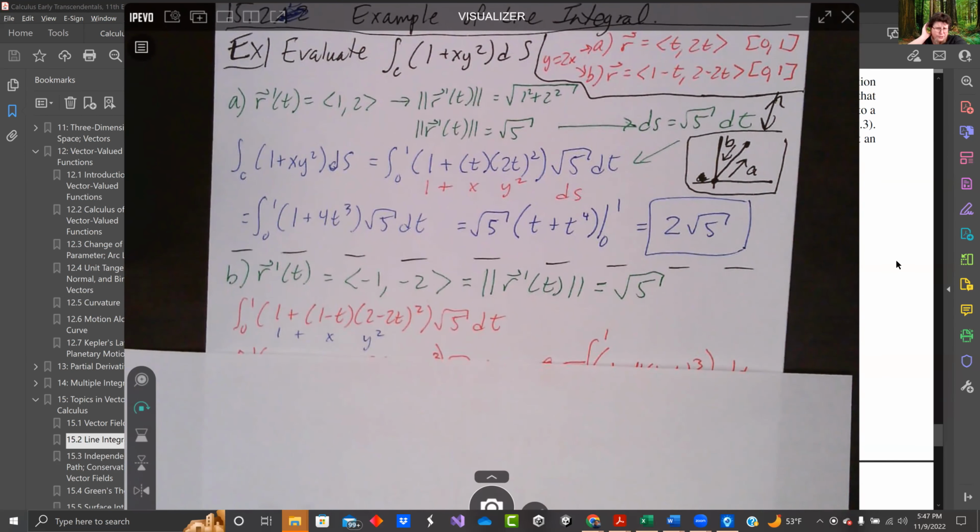Going whichever way we want that makes it easiest to do this thing works. I think the top way was a lot easier. So when we're free to integrate however we wish, pick the easiest path.